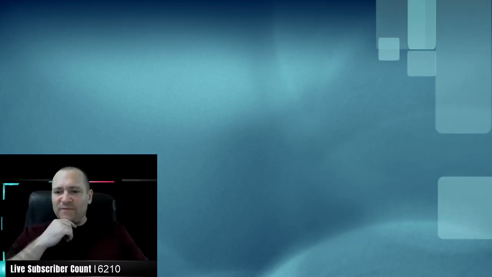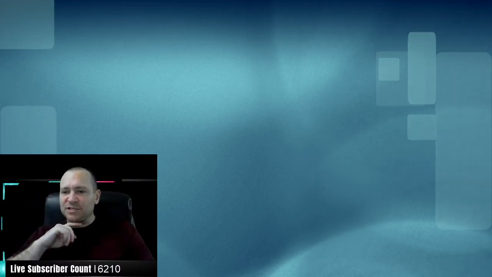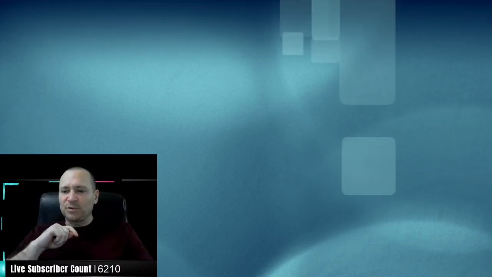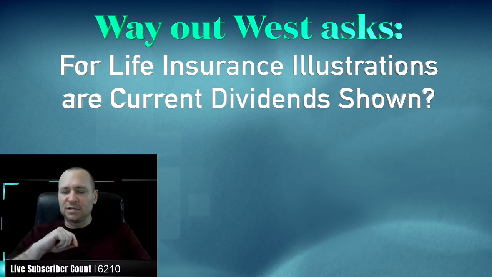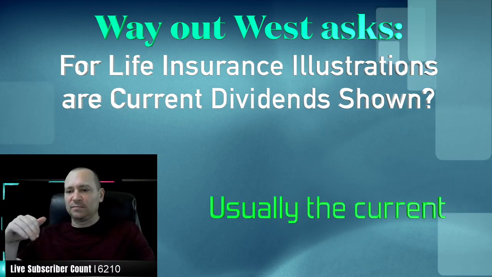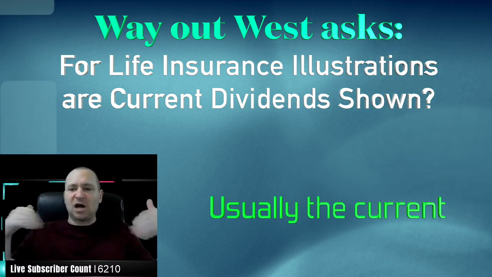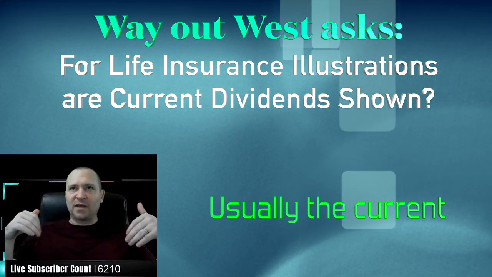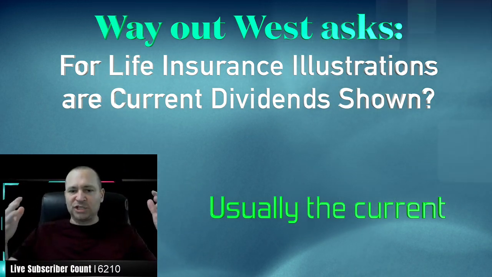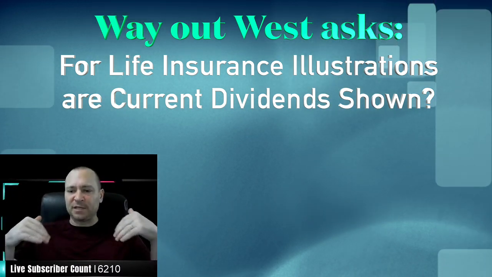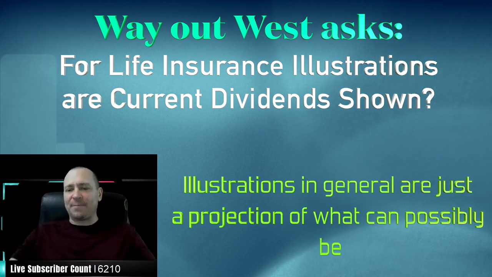Way Out West says, when you evaluate or present policy illustrations, do I request or present the low, mid, and current dividends, or just the current? I usually just do the current. Now, I do make sure when I'm talking to people that they understand that the illustrations in general are just a projection of what could possibly be. We don't know what's going to happen going forward.